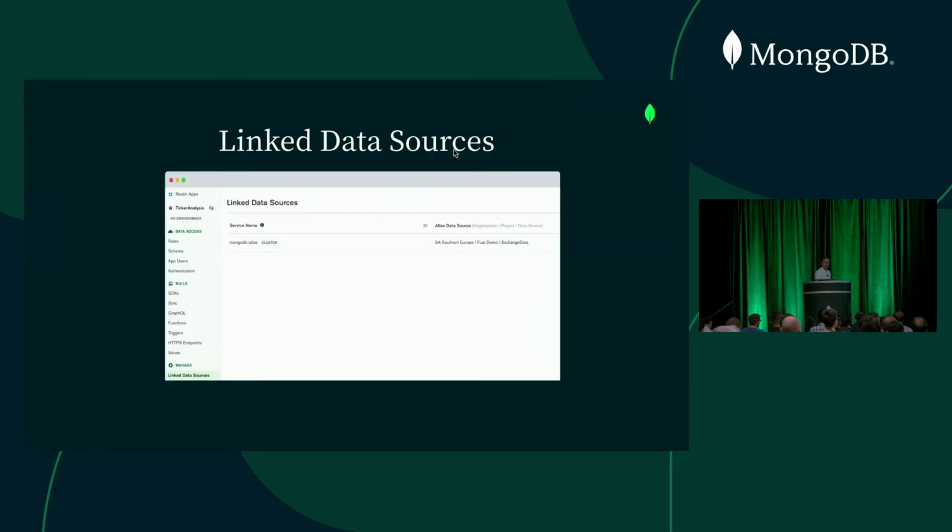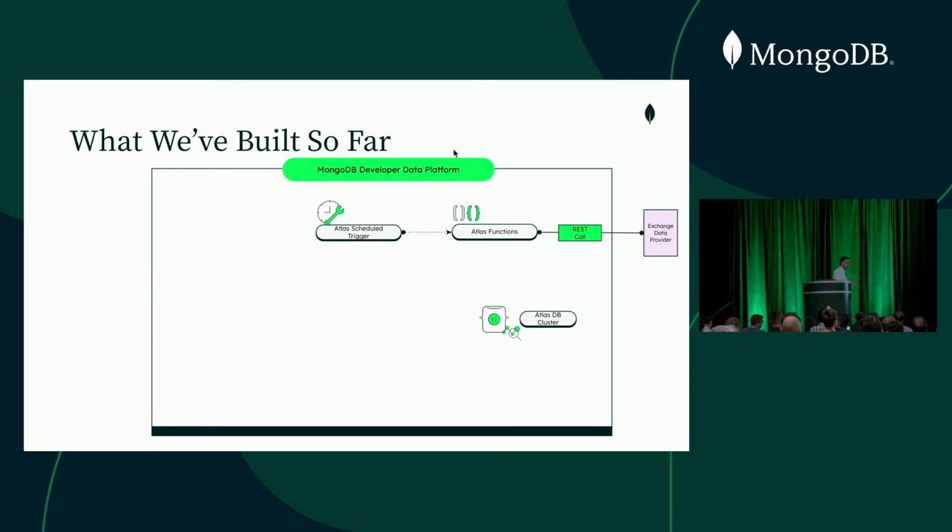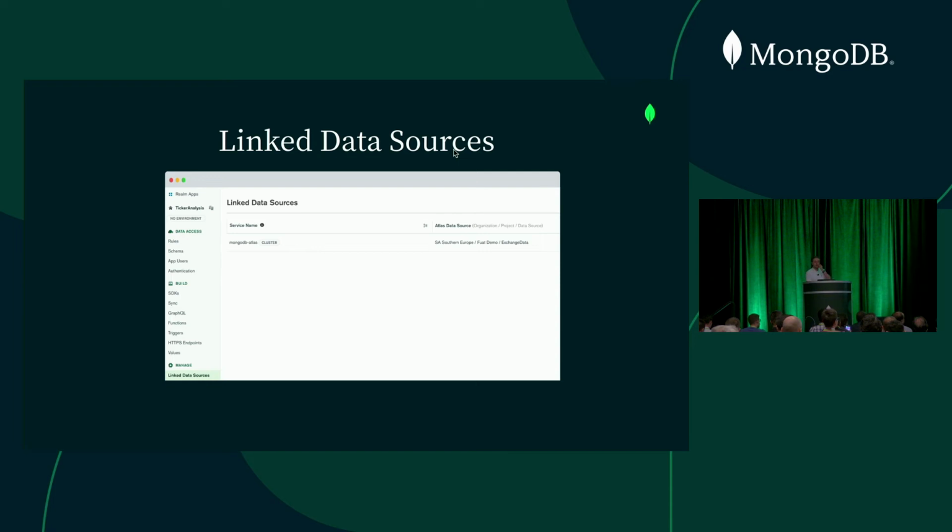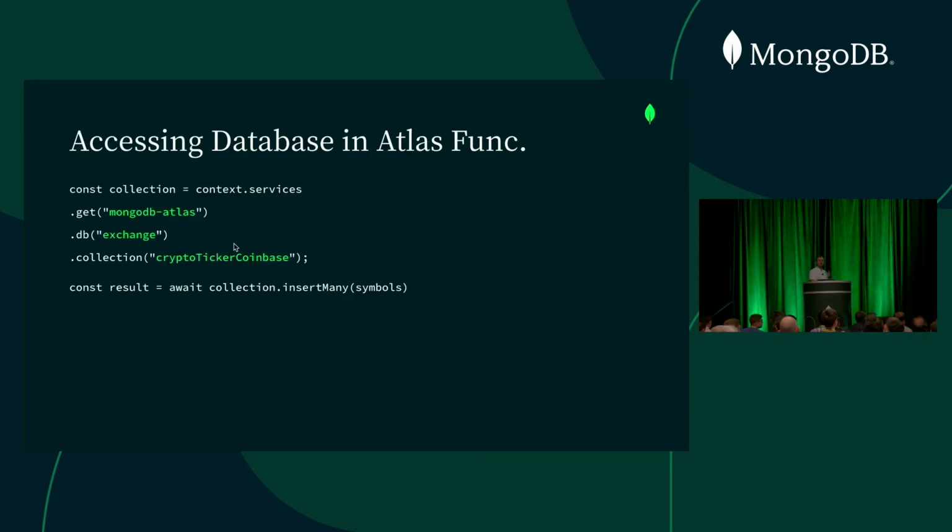So, okay, how are we going to insert from Atlas functions into the time series collection? In Atlas App Services, there's a concept of data sources. So you can access data sources from an App Services application. Basically, you define data sources in your App Services application. So here I defined my MongoDB Atlas cluster and gave it a name, MongoDB-Atlas, okay?